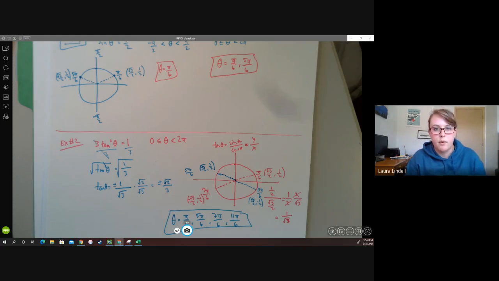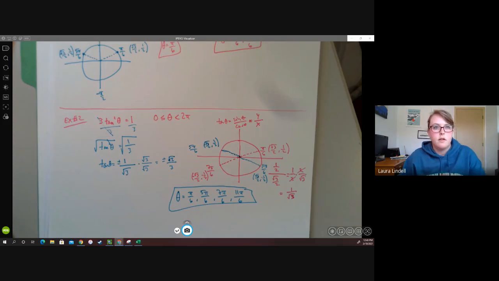Any questions with that one? Any numbers we're not sure where they came from, anything like that. Okay, so for tangent in particular, once you figure out a combination of x and y values that give you the tangent that you're looking for, they're a lot easier to spot around the unit circle.